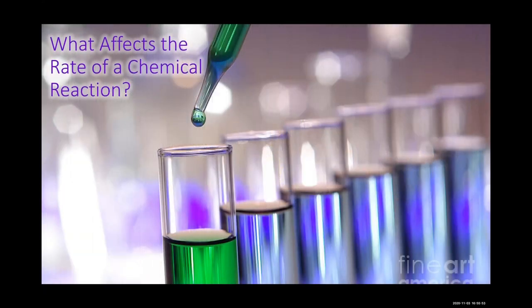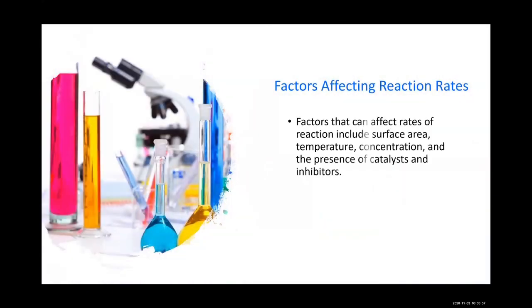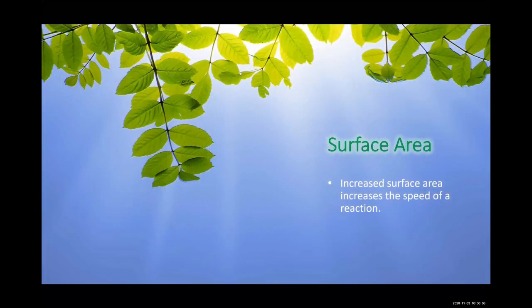So what affects the rate of chemical reaction? Well, there's a couple of different things. There are factors such as surface area, temperature, concentration, the presence of catalysts and inhibitors. So let's look into surface area.